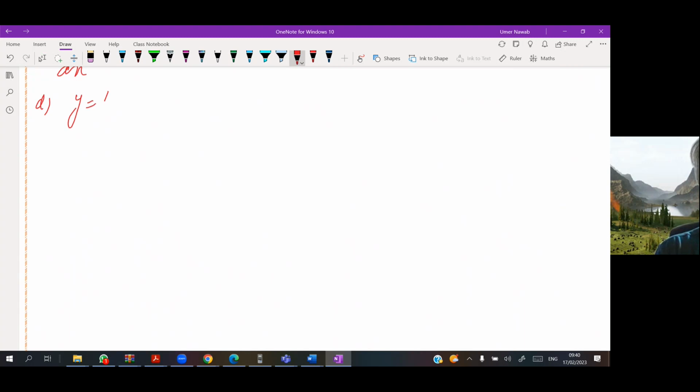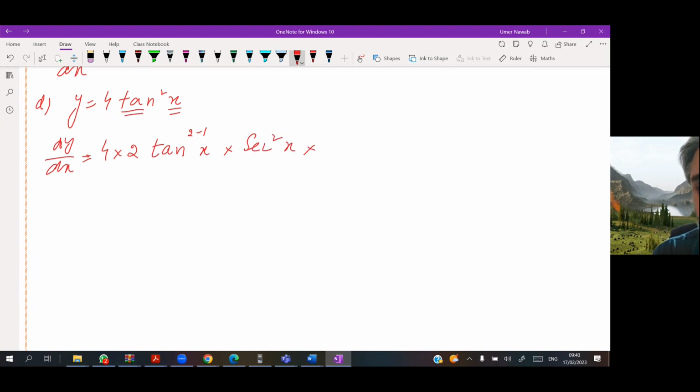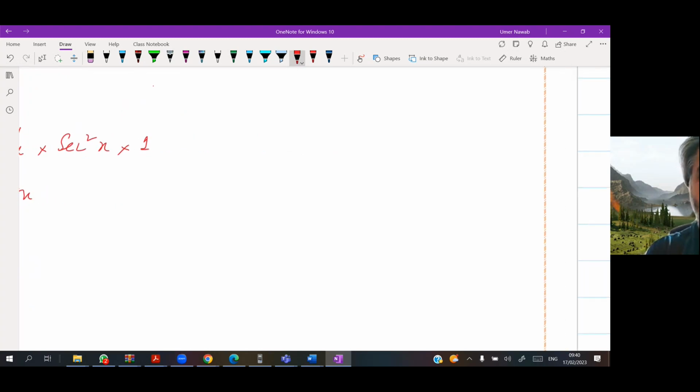y equals 4 tan squared of x. Be careful, we have to apply the power rule here. dy by dx, 4 as it is. Power goes back, from the power you subtract 1. Then the further derivative of tan, which is secant squared of x. Then the further derivative of x, which is 1. I'm going to combine them: dy by dx is 8 tan x secant squared of x. After doing the d, I'm going to go to the e part.